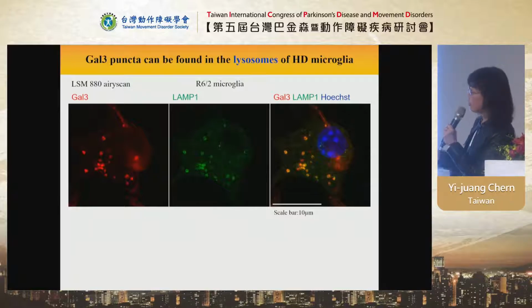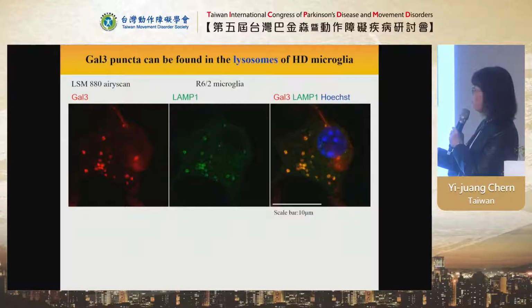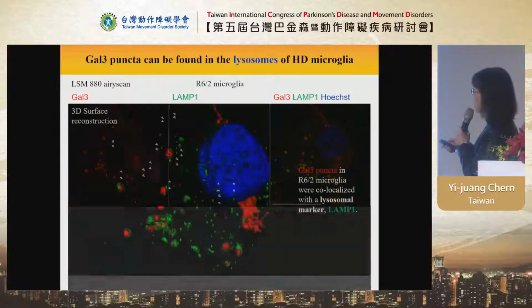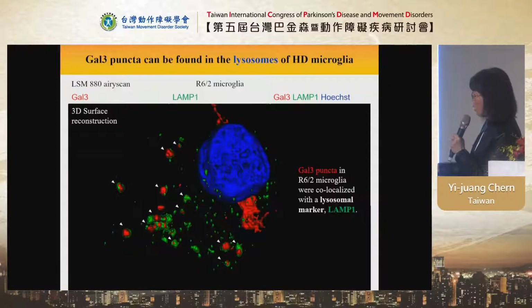And this is another image just showing the same thing: you would find galectin-3 here, LAMP1 here, and they totally co-localize. And if you look at the 3D reconstruction, it's very clear that the lysosome just wraps around the galectin-3.